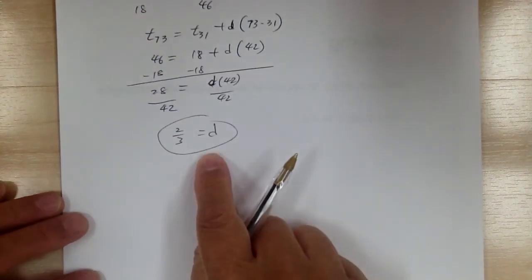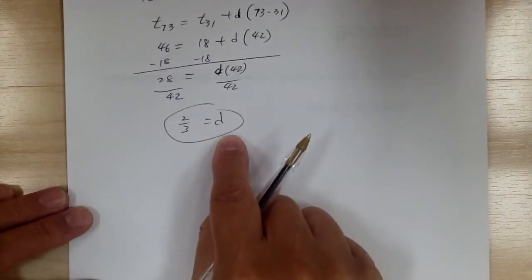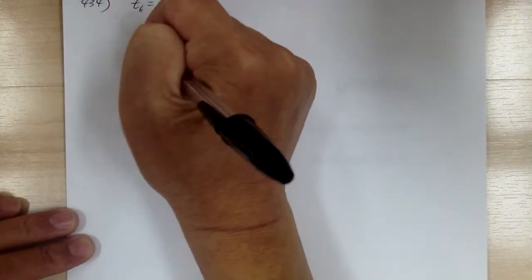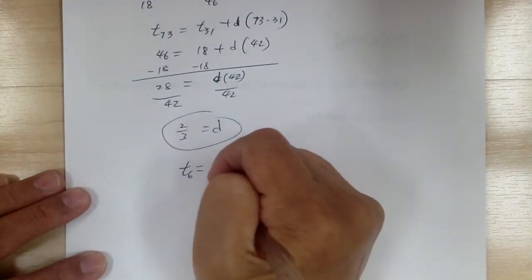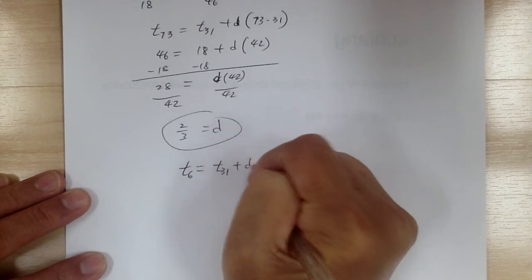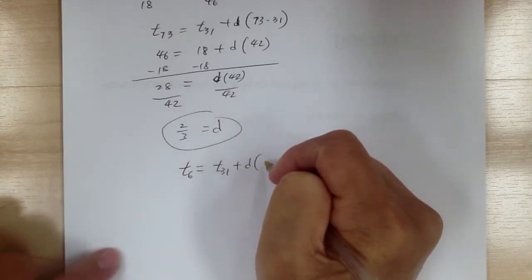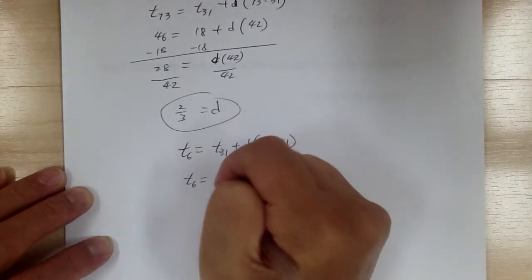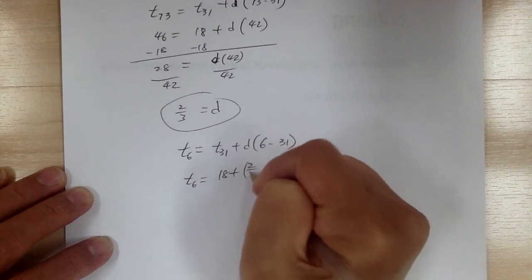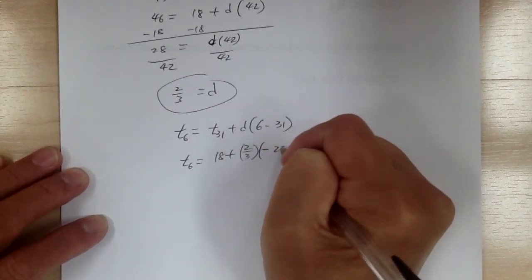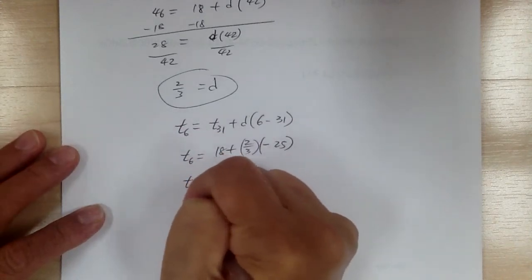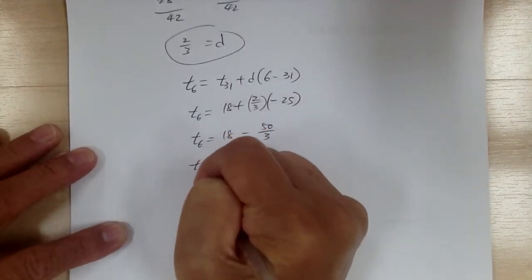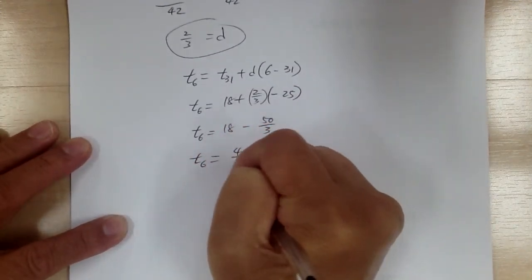Okay, so I circle the important information. Once you find D, then you can find T6. Now you can use either one. I'm going to use this one over here: T6 equals T31 plus D times, and since you use the 6 and 31, it will be 6 minus 31. So T6 equals 18 plus 2/3 times negative 25, so T6 equals 18 minus 50 over 3, so T6 equals 4 over 3.